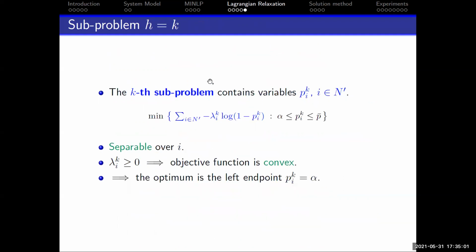And finally, for subproblem k, the last subproblem, which corresponds to the last stage, we have variables p_ik for all the i's, so it is separable over i. The objective function is convex because the lambdas are greater than or equal to 0, so the optimum is the left point. So p_ik equals the lower bound.